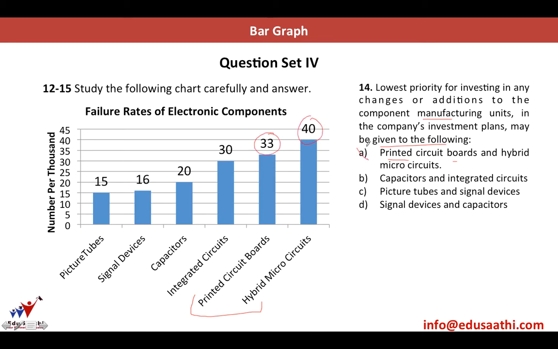So this first option is incorrect. Capacitors and integrated circuits, these are better than the rest of the two, printed circuit boards and hybrid microcircuits, but not the best still. So this option also cancels out. Picture tubes and signal devices, yes, this is the correct option because these are the two devices which fail the least per thousand. So my correct option here is the C part.